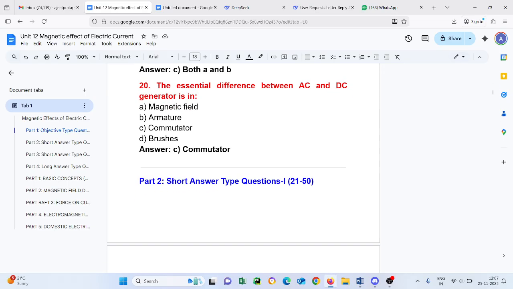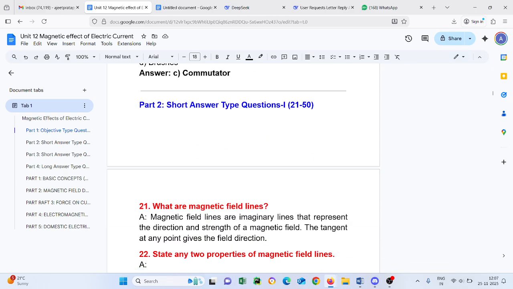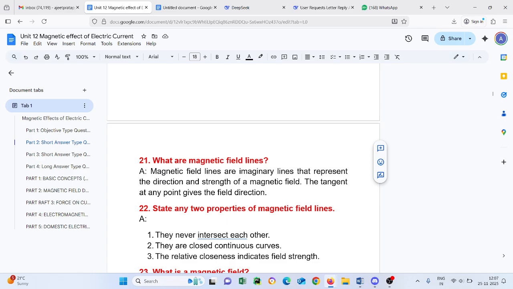Now short type answer questions, question number 21 to 50. What is a magnetic field line? Magnetic field lines are imaginary lines that represent the direction and strength of a magnetic field. The tangent at any point gives the field direction.